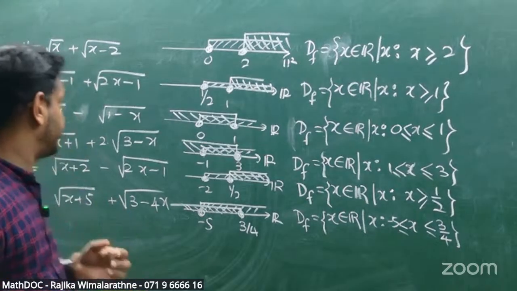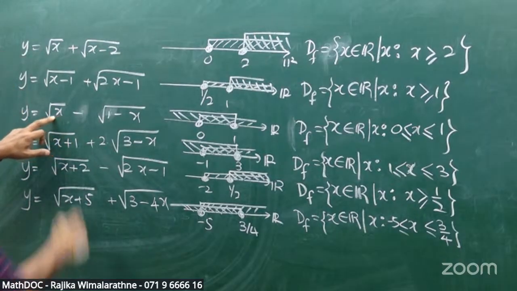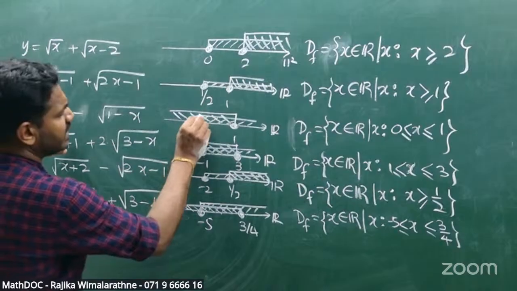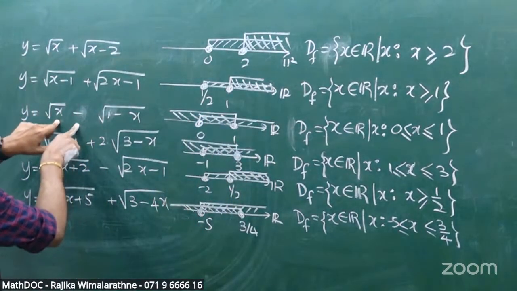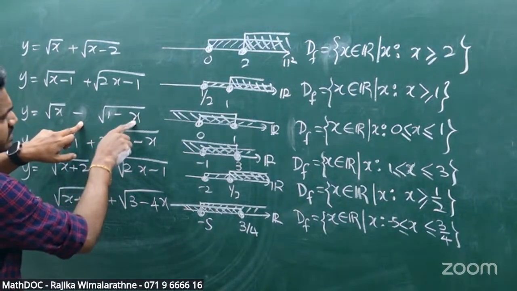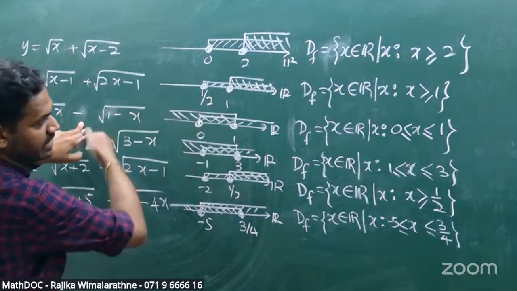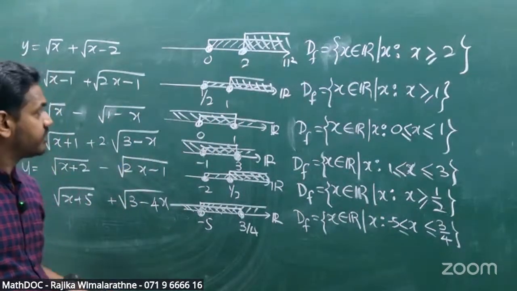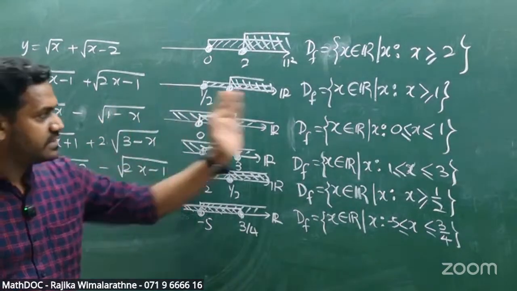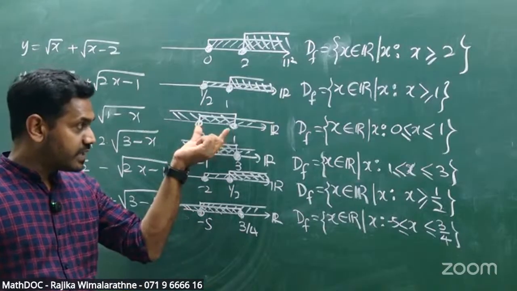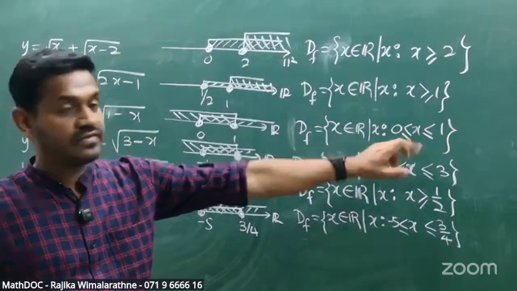Okay, third one. Root x, then x value greater than 0 region. Then minus, don't worry about this minus sign. Here 1 minus x. For 1 minus x, the x coefficient is negative, that means you have to select less than 1 value. Here greater than 0 value, here less than 1 value. Then the common region is 0 to 1. Then x is an element of the real set, x in between 0 to 1.